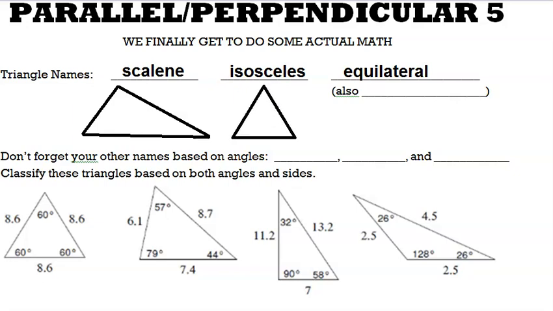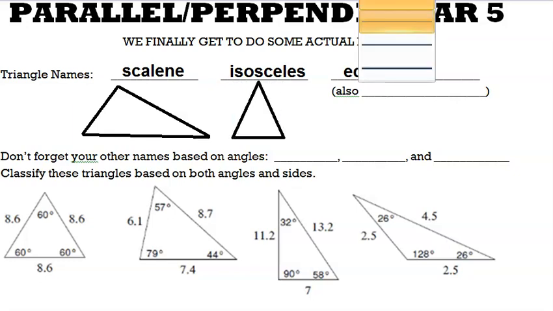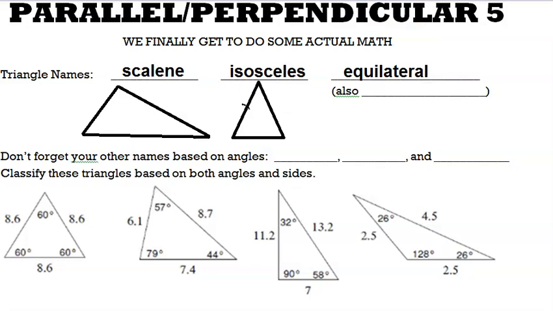Isosceles would be if 2 of the sides are the same. I don't want to spoil it for you, but later we'll learn that if 2 of the sides are the same, then that means 2 of the angles will also be the same, but we don't need to get into that right now. And then we have equilateral triangles.